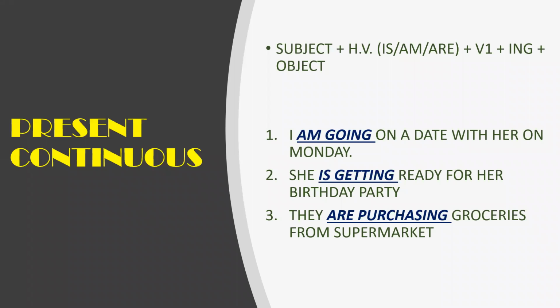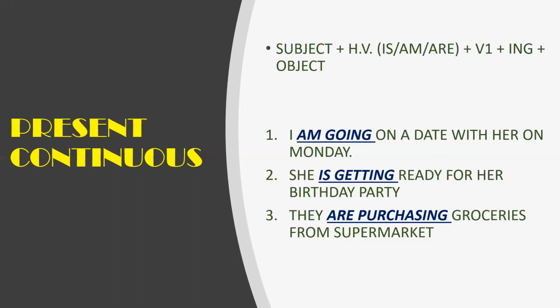Next is continuous. In continuous we have already read that we add ing, obviously with the first form of the verb. If the first form of the verb plus ing is coming in a sentence, then a helping verb will definitely come. For example, I am going on a date with her on Monday. So the verb is go, first form. Ing is added, that means it is made gerund. And a helping verb is also used with the verb.